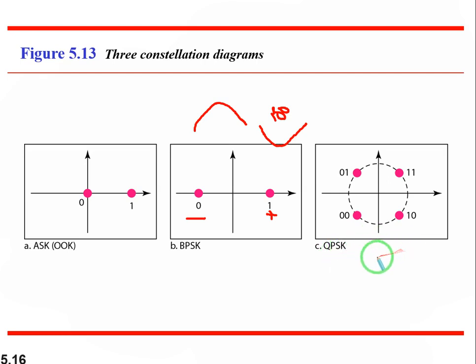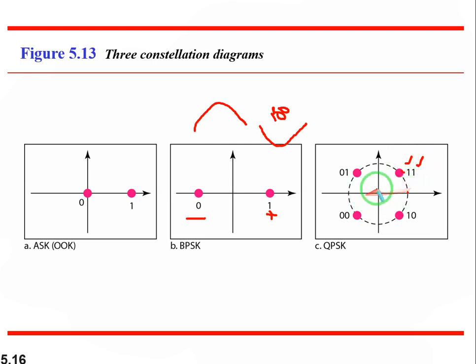Now coming to C, QPSK. In QPSK, keep in mind we first have 2 bits: 00, 01, 10 and 11. Once we have 11, it means both amplitudes of the signal are 1 and 1, so we have this point.